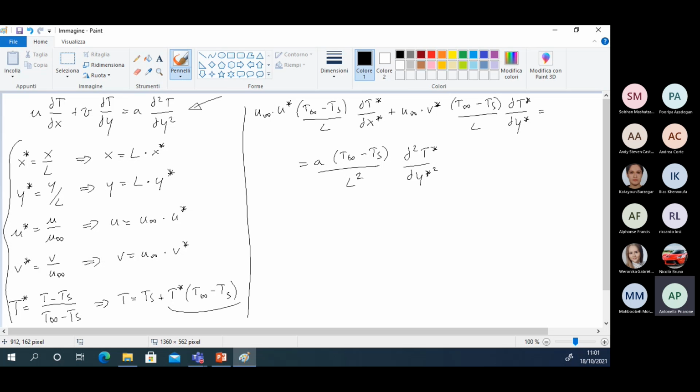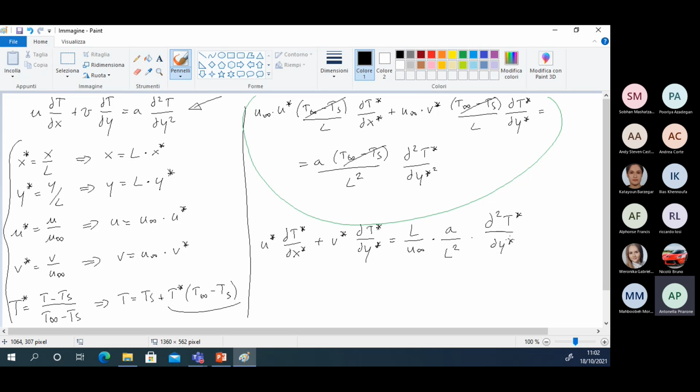Okay, starting from this equation, I can simplify it, and I simplify in all the members the T infinite minus Ts, and I can rearrange something, because I can write U star derivative of T star in dx star plus V star derivative of T star in dy star equal to what? I have to divide everything by U infinite and multiply everything by L. And on the second member I keep A, L to 2, that multiply second derivative of T star in dy star.